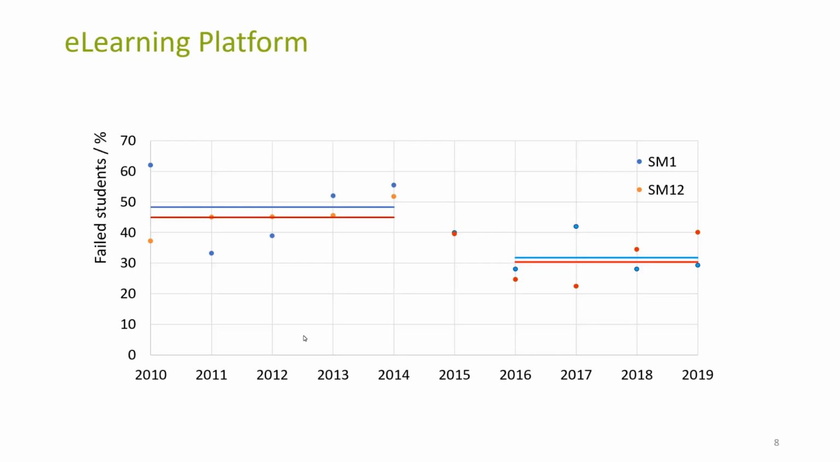Okay, now for the e-learning platform. Use the e-learning platform. Here you see for several years the percentage of failed students for several exams in fluid mechanics. So you see that after introducing the e-learning platform in 2015, you see the drop of failed students from around about 48 to 31%. So use it, it makes sense.